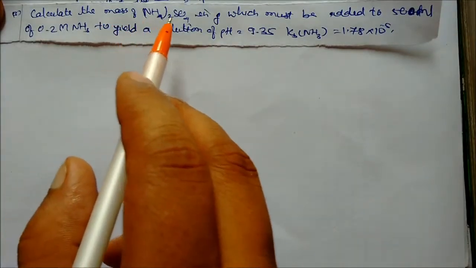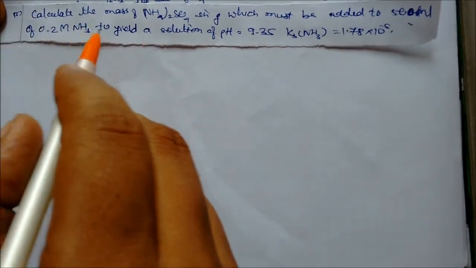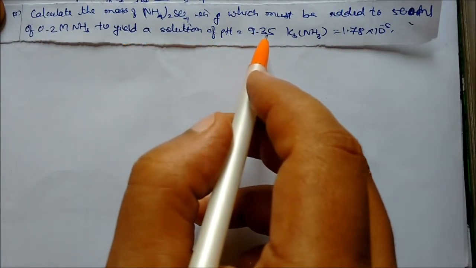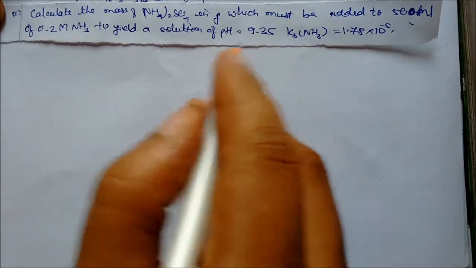Calculate the mass of ammonium sulfate in grams which must be added to 500 ml of 0.2 molar ammonia to yield a solution of pH equal to 9.35, and Kb they have given. So again this is your basic buffer. So the basic buffer formula we know very well.